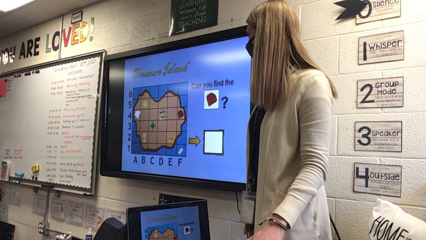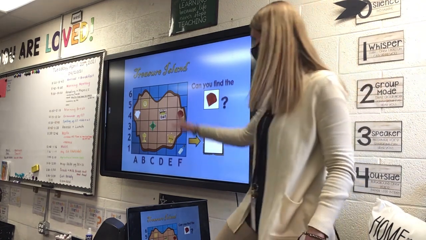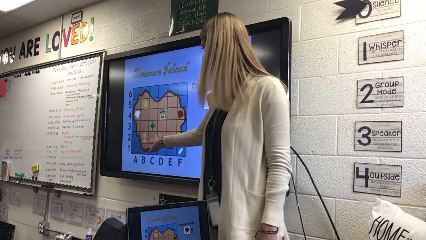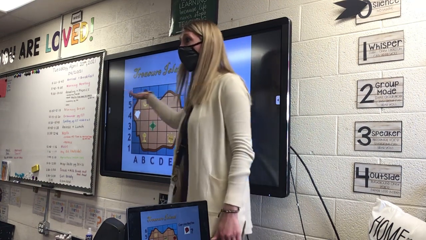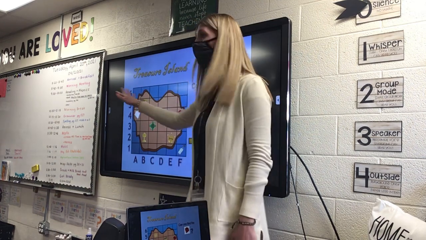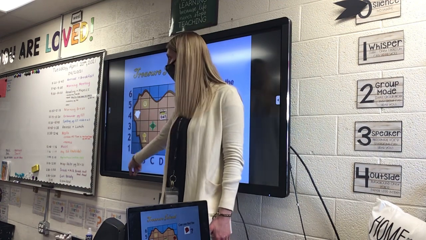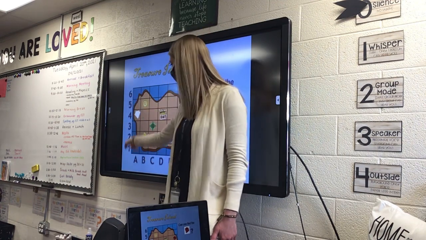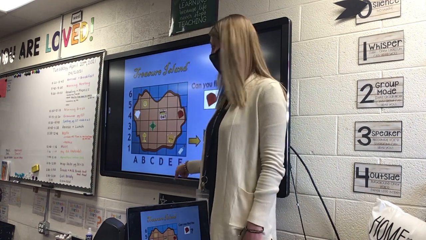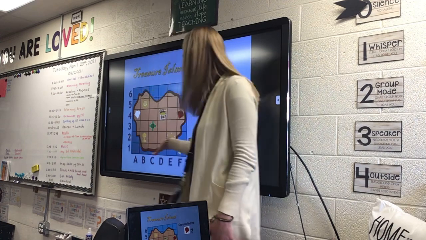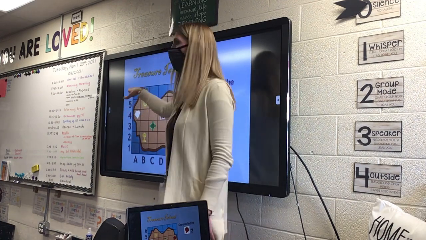What we're going to do is we're looking at Treasure Island here. And Treasure Island has a grid. So Lily and Lila, this is called a grid when we have lines going down and lines going horizontal. So vertical lines, horizontal lines. Now, each column has a letter. So we have A, B, C, D, E, and F. Each row has a number. 1, 2, 3, 4, 5, 6.